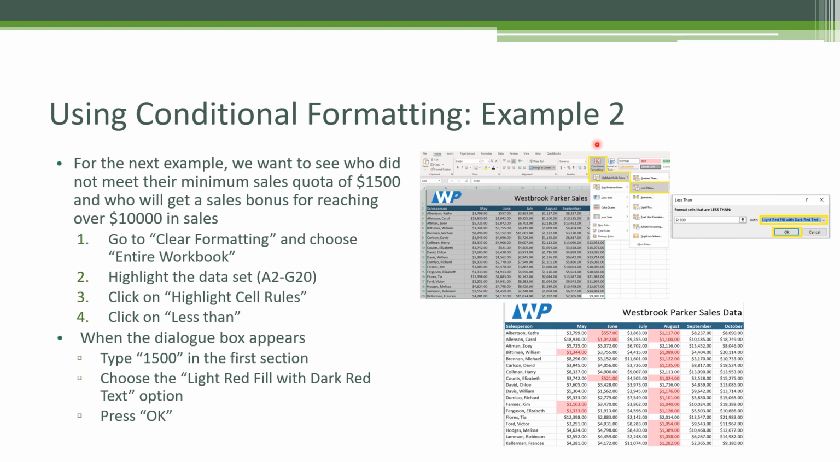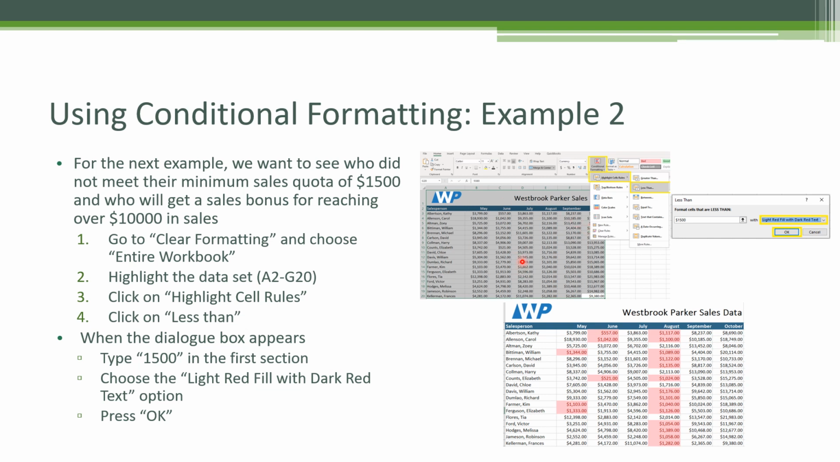Now let's continue with the second example. For this example, we want to see which employees didn't meet their minimum sales quota of $1,500 and which ones will be getting sales bonuses because they reached over $10,000 in sales. So first we want to clear formatting from the entire workbook. So go to conditional formatting and then go down to clear rules and then click on entire workbook.